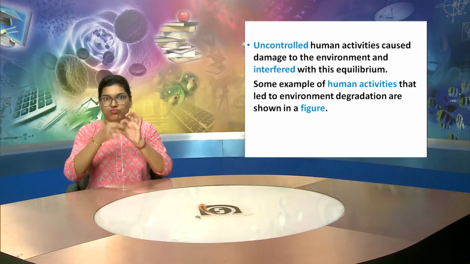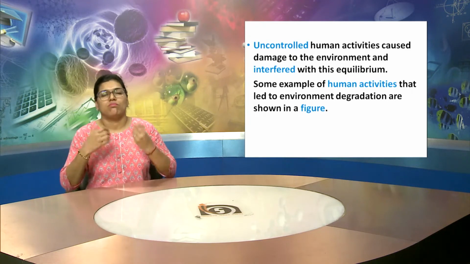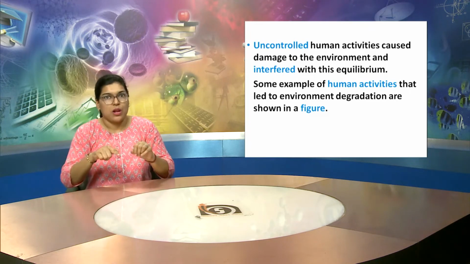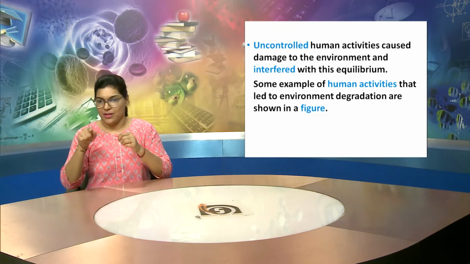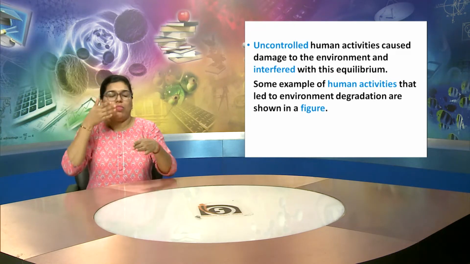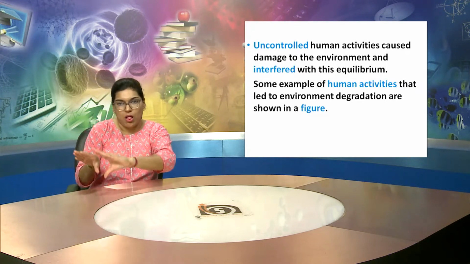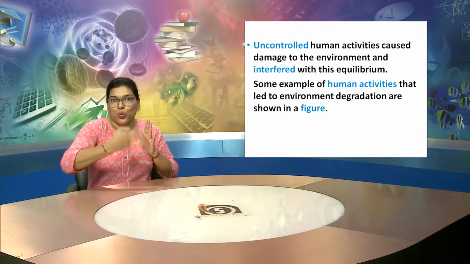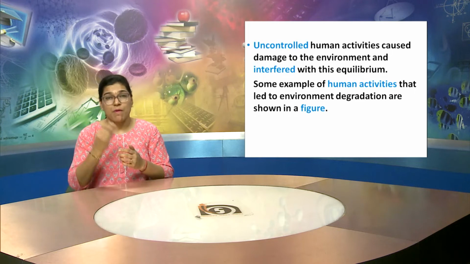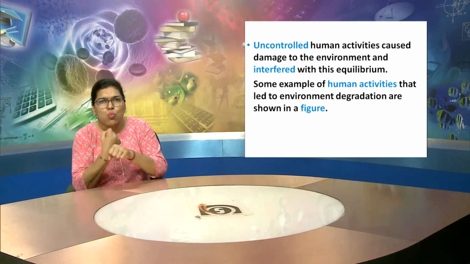And this third point, which is on the screen, the first 2 points we have already understood. Now, this is the third point. This third point is explaining that there are uncontrolled human activities which are causing damage to the environment, and it has interfered with our equilibrium. So, some examples of human activities that led to environment degradation will be shown with the help of images.